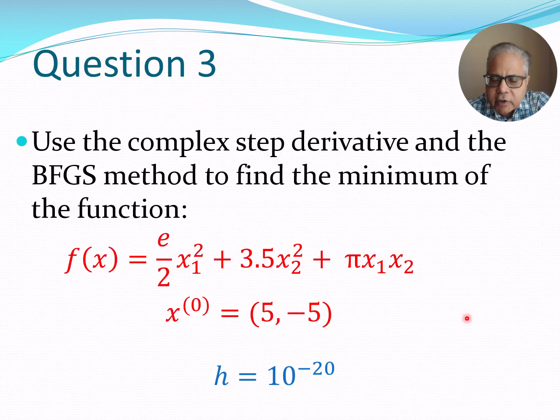So now we are ready to use this complex step method in the optimization process. So let us use the BFGS method and we are going to integrate it with the complex step derivative. Let's look at this function, a quadratic: e/2 x1 squared plus 3.5 x2 squared plus pi x1 x2, and I have created this function such that the Hessian matrix comes out very nicely. We are going to start from the point x0 = (5, -5) and we are going to use the value of h as 10 to the power minus 20.